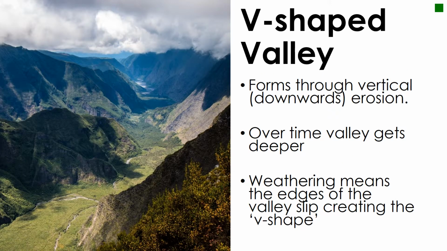So the first of our landforms are V-shaped valleys, as you can see an example in the picture. These form through vertical, so downwards erosion. Of course, erosion is the process that's occurring most in the river in the upper course. So erosion is happening vertically, and over time that means the valley gets deeper and deeper as the river cuts into the land. The V shape in the valley comes from the weathering of the top edges of the valley, and those will then slip inwards, creating the V shape that you can see.